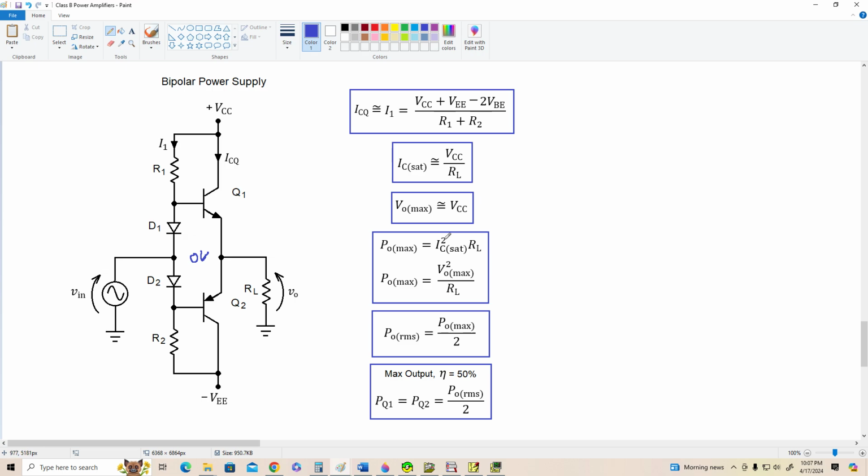PO max is IC squared times RL, just the same as before, except our IC sat is going to be a little different. PO max is V squared over RL. RMS, PO max over 2. And assuming efficiency is 50%, Q1 and Q2 both dissipate the maximum output power RMS divided by 2 because the work is split between 2 transistors. Nothing too surprising there. I think it all should make sense.